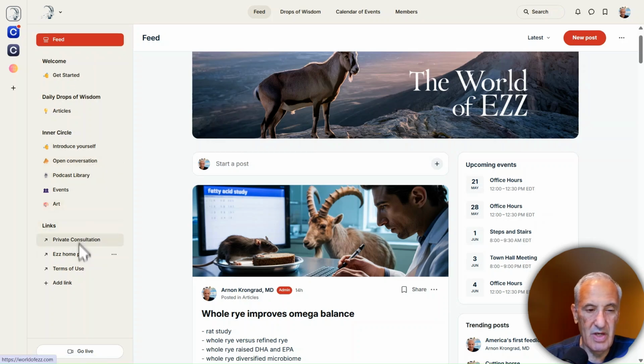A few other administrative links on the bottom here. The homepage will take you to the worldofez.com website. You probably don't need it at this point if you're already a member of the club, but if you've got friends who are thinking about joining us, people you'd like to invite, this would be a convenient way to get them introduced and oriented as to what all this is. Administrative stuff, terms of use, and so on. And that's it. That's the summary.